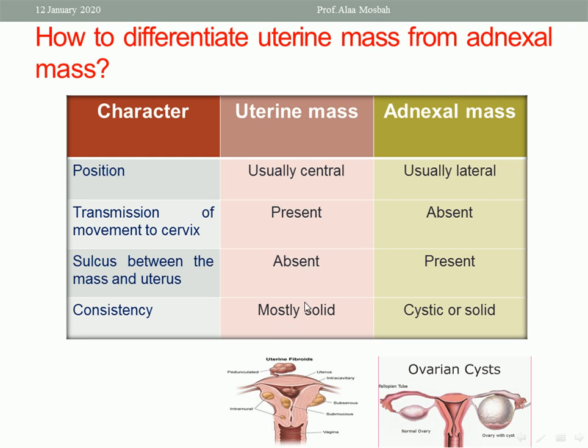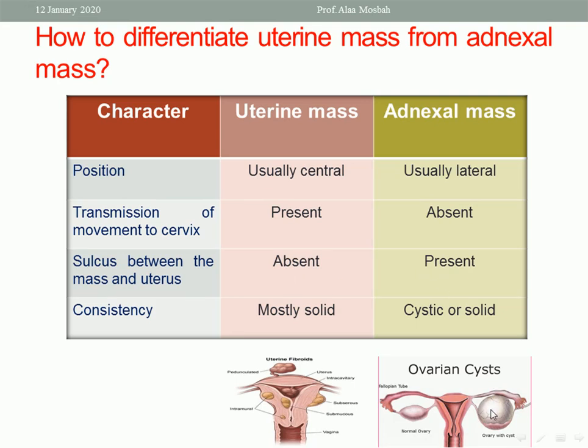As regards the position, uterine mass is usually central, while adnexal mass is usually lateral. As regards movement of the mass, is it transmitted to the cervix or not? In uterine mass, its movement is transmitted to the cervix, yes. But in adnexal mass, movement is not transmitted to the cervix, because the adnexal mass is separated from the uterus. Is there any sulcus between the mass and the uterus? There is no sulcus in case of uterine mass, but in case of adnexal mass, there is a sulcus.